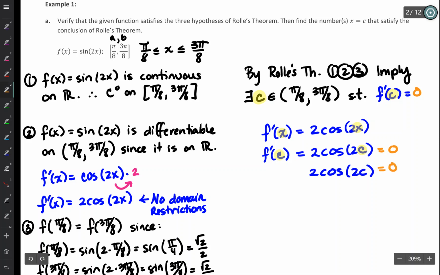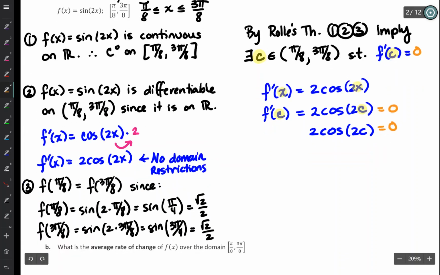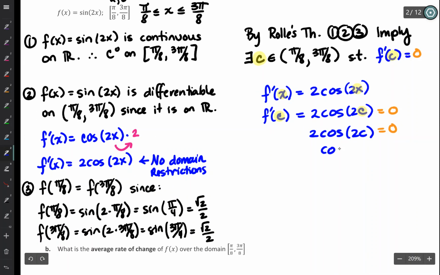That's what I'm solving. Dividing both sides by 2, we get the cosine of 2c is 0 divided by 2, which is still 0. Take the inverse cosine of both sides. We get 2c is inverse cosine of 0. You can write arc cosine if you prefer. And of course, there are infinitely many angles whose cosine is 0. Let's just look at a couple.